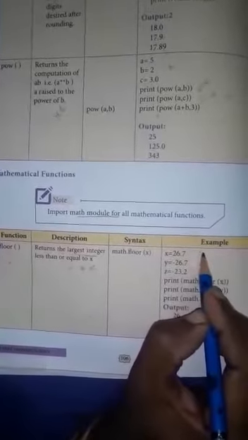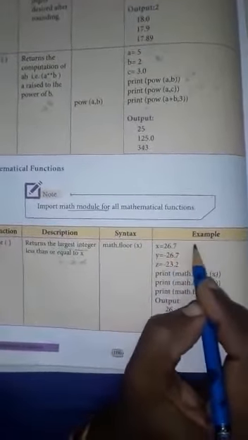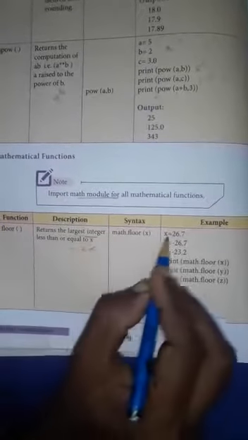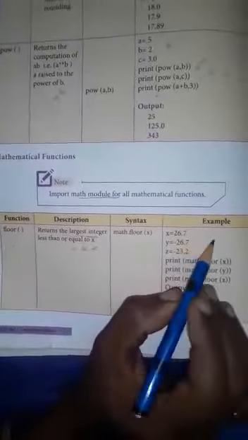Here x is 26.7. Normally, what output would be displayed? 27, you would write. But the rule is less than or equal to x, not a greater value. It does not display the greater value. So the lesser value is 26 only, so your output is 26. Did you understand, students?